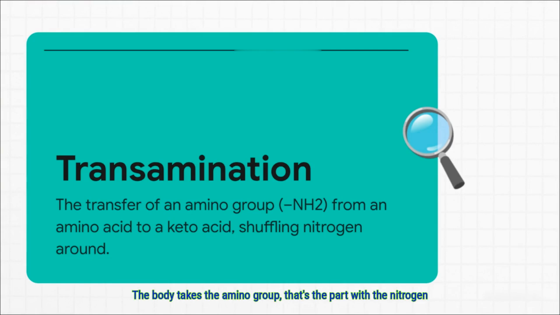The body takes the amino group, that's the part with the nitrogen, from one amino acid and just passes it over to another molecule called a keto acid. It's a simple swap. And a key detail here, this reaction is totally reversible, and it absolutely needs vitamin B6 to work. That's a classic exam question, so make a mental note of that.